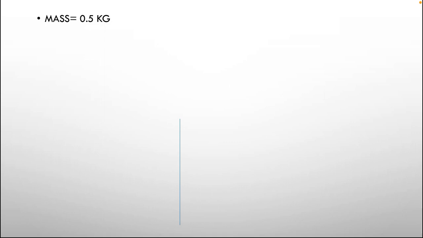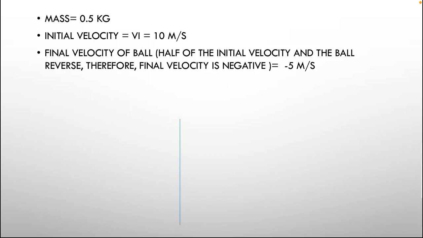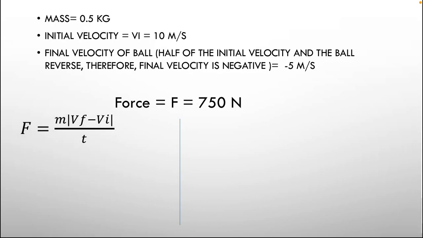Here we are going to do some calculation. Mass equals 0.5 kg. Initial velocity v1 equals 10 meters per second. The final velocity of the ball is half of the initial velocity, and the ball reverses. Therefore, the final velocity is -5 meters per second. Force F equals 750 Newton. The formula we get is F equals m times the change in velocity, within the brackets, or we can also call this the modulus, divided by t.